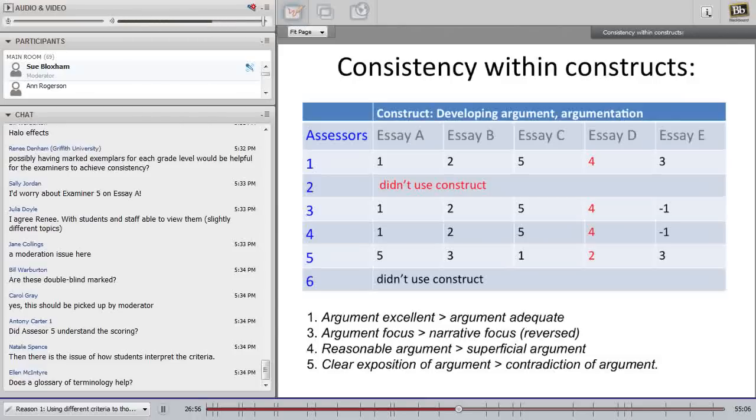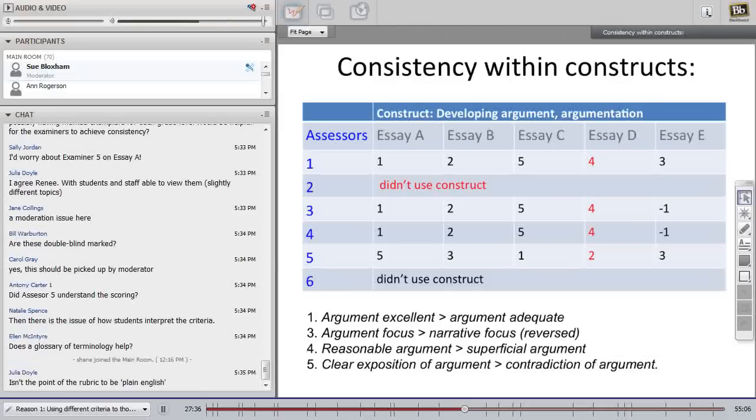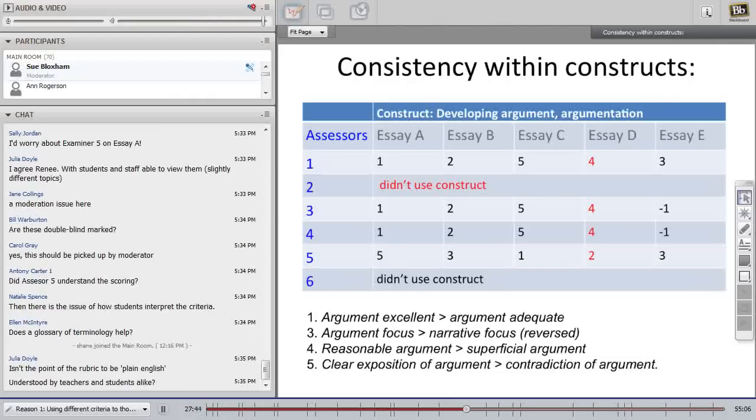Someone, Ellen McIntyre, has said, does a glossary of terminology help? We'll discuss that a little bit at the end. My feeling is that the more I got into this, the more I realized that to cover all the different aspects of what you want people to apply in relation to criteria means that glossary of terminology might end up being the works of Shakespeare. That's a slight exaggeration, but it's very difficult to capture all the different things that people have to think about in marking. Natalie's mentioned the issue of how students interpret the criteria, and that is really important because one of the whole ideas is to make it more transparent to students. Then we need to make sure that they also aren't having multiple understandings.